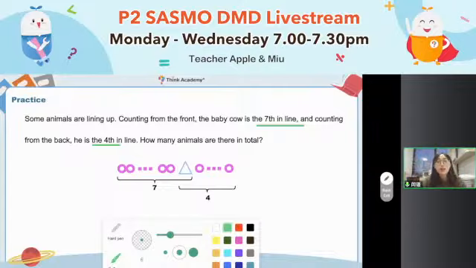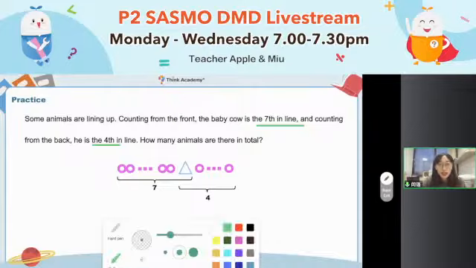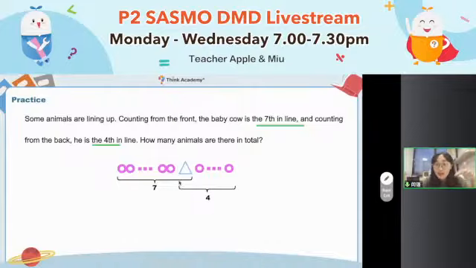So after that, can we just say, okay, the answer is 7 plus 4 equals to 11. Is it correct? No. Why? Because here again, you see, when you count 7 animals, you already count the baby cow, right? And when you count 4th animals from the back, again, you count a baby cow. So in this way, actually, you count a baby cow twice. That is, you need to minus once.